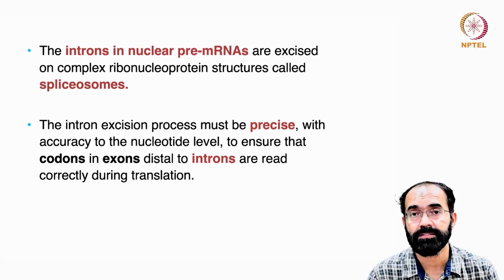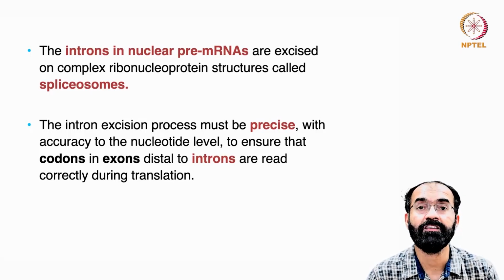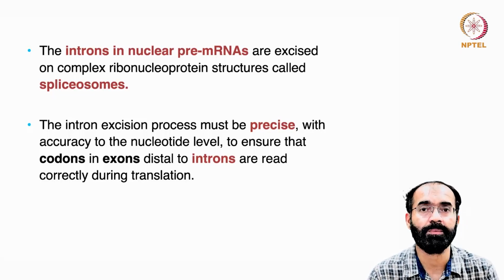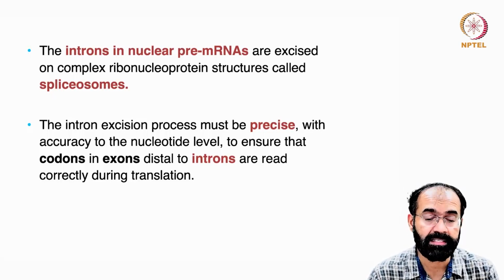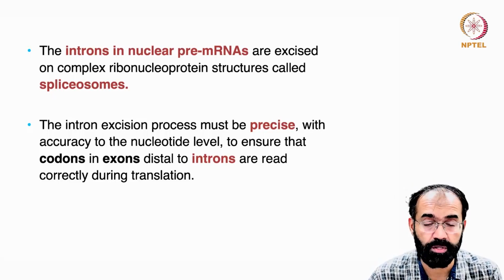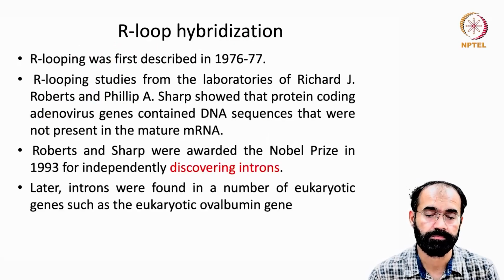So if no such precision happens, this codon's fate is sealed and there can be a frame shift mutation that can cause a lot of problems. That is why the precision has to come down to a single base, and the exons have to be read correctly during translation. If any problem happens with this fusion or joining, then you will have a very serious problem with protein production. So that's why mRNA splicing is extremely important and stringently controlled.